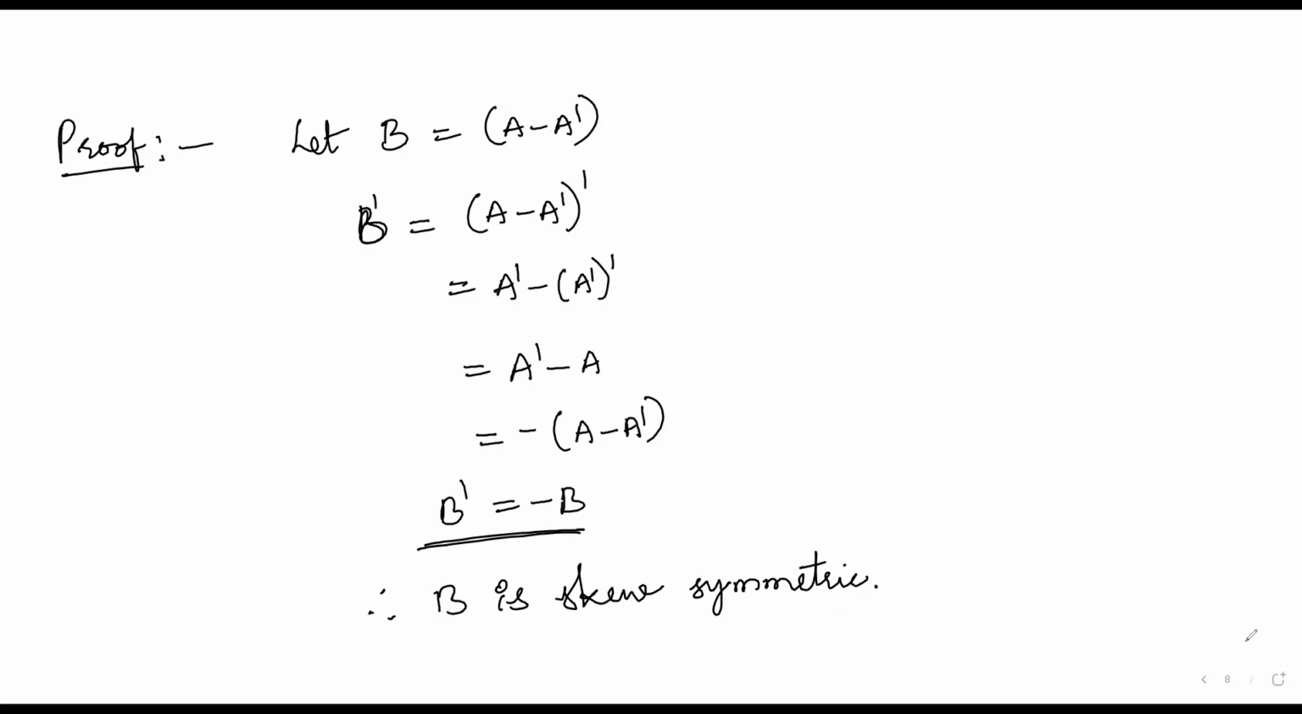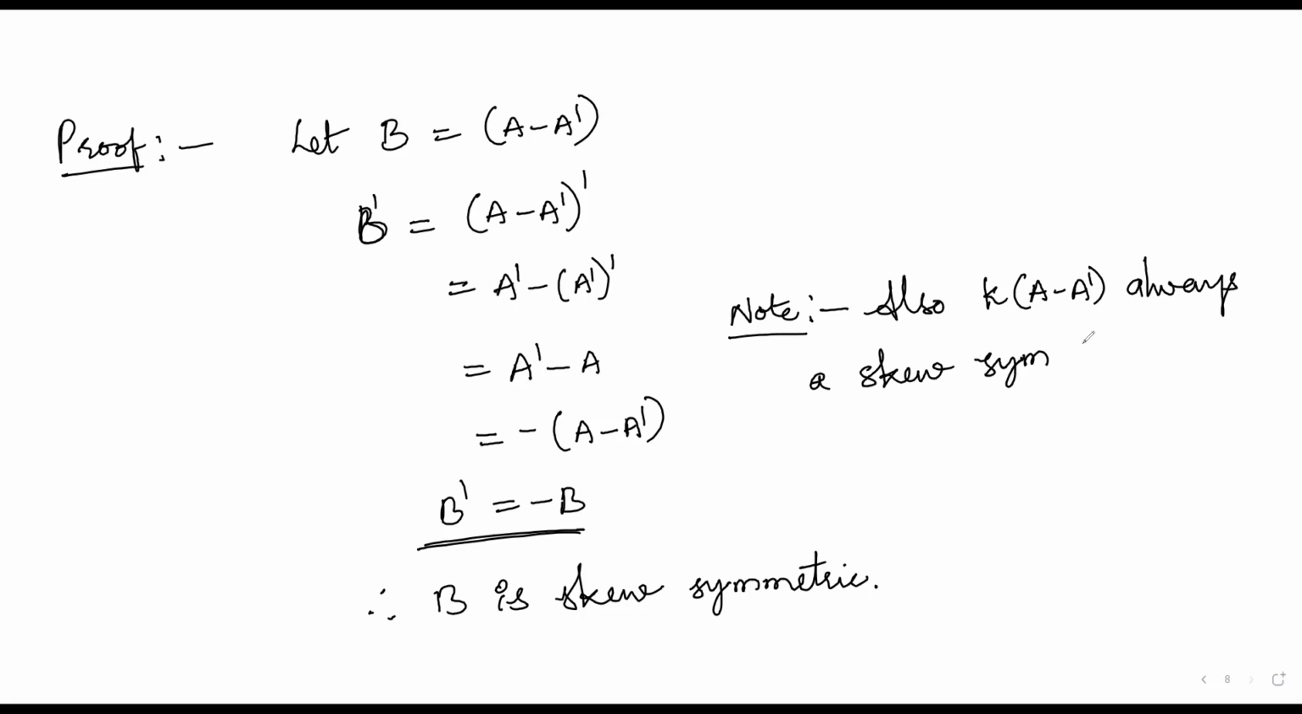Okay, this is very simple. Therefore, also note what you can write. Same thing, only K over there. K times A minus A transpose is always a skew symmetric matrix.